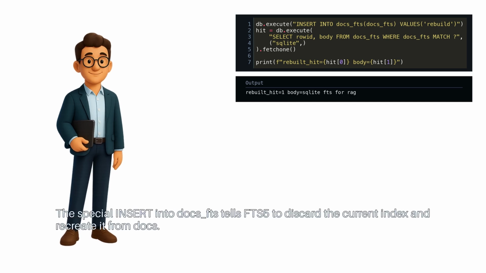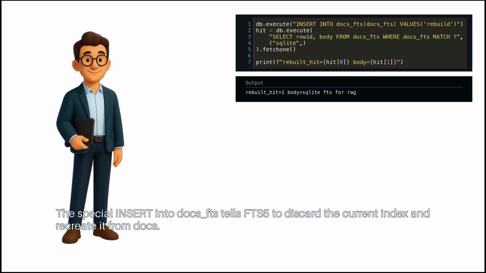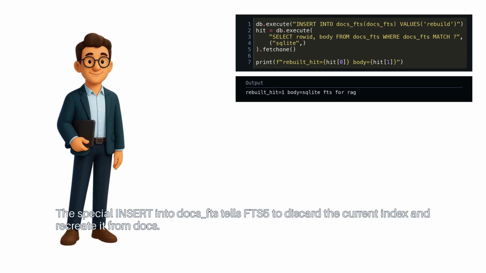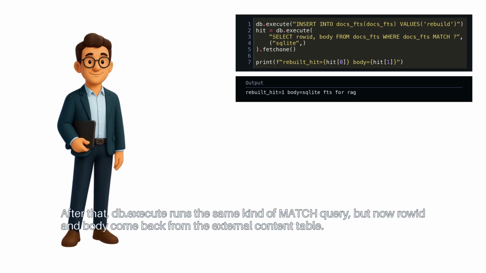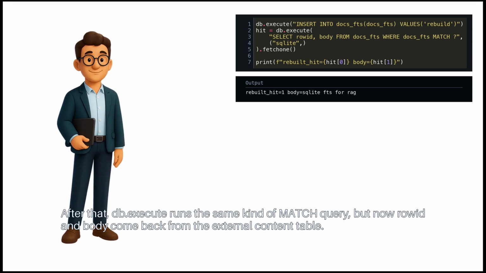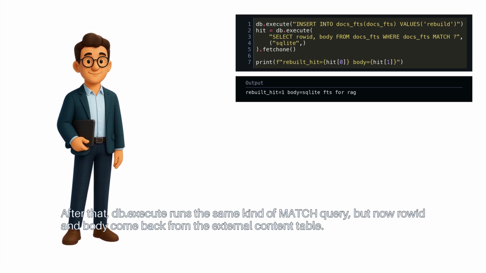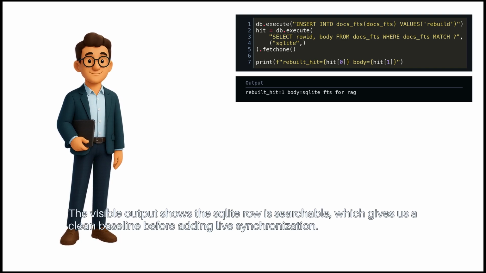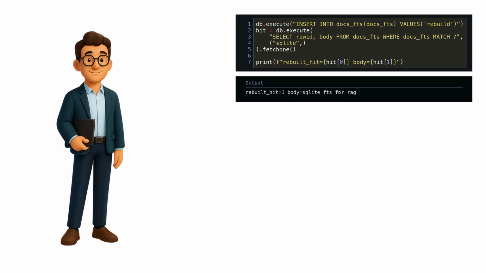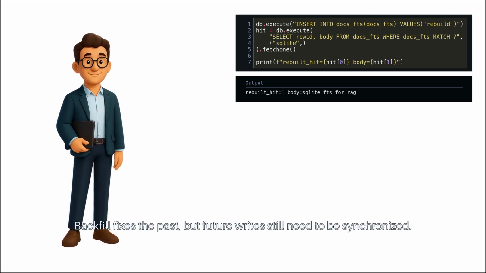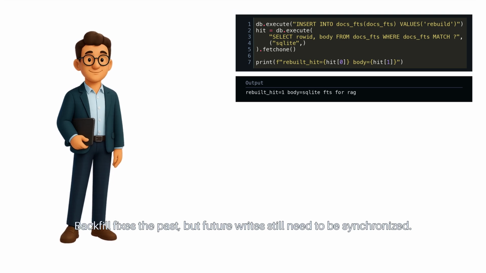The special insert into docs_fts tells FTS5 to discard the current index and recreate it from docs. After that, db.execute runs the same kind of match query, but now row ID and body come back from the external content table. The visible output shows the SQLite row is searchable, which gives us a clean baseline before adding live synchronization. Backfill fixes the past, but future writes still need to be synchronized.